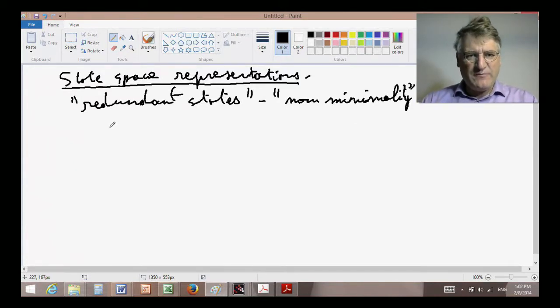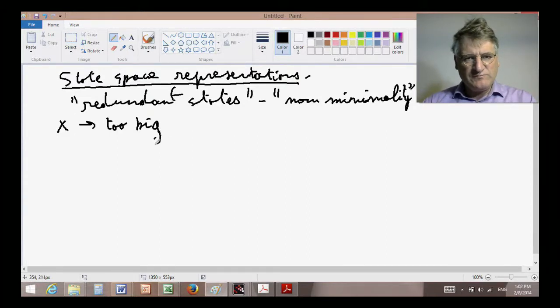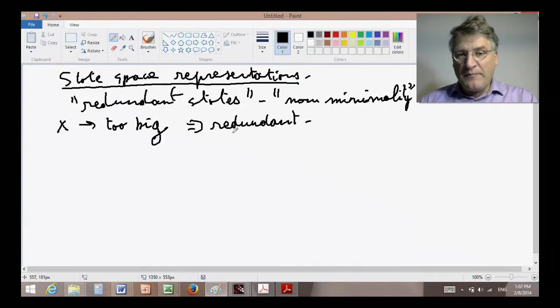The concept is fairly simple. Among all possible states, which we will call X, some might be too big. They are redundant. Some might be too small, and we have covered this concept already. For example, let's look at the following system.